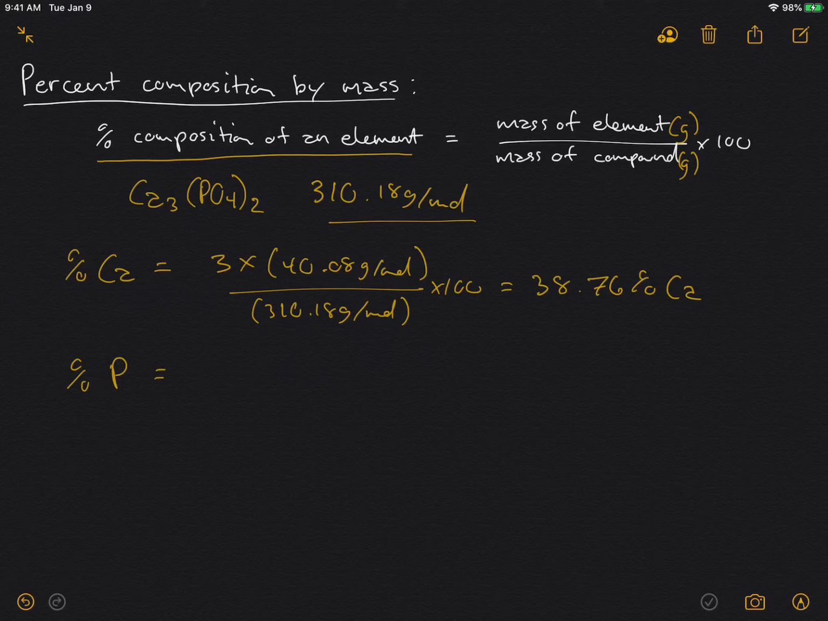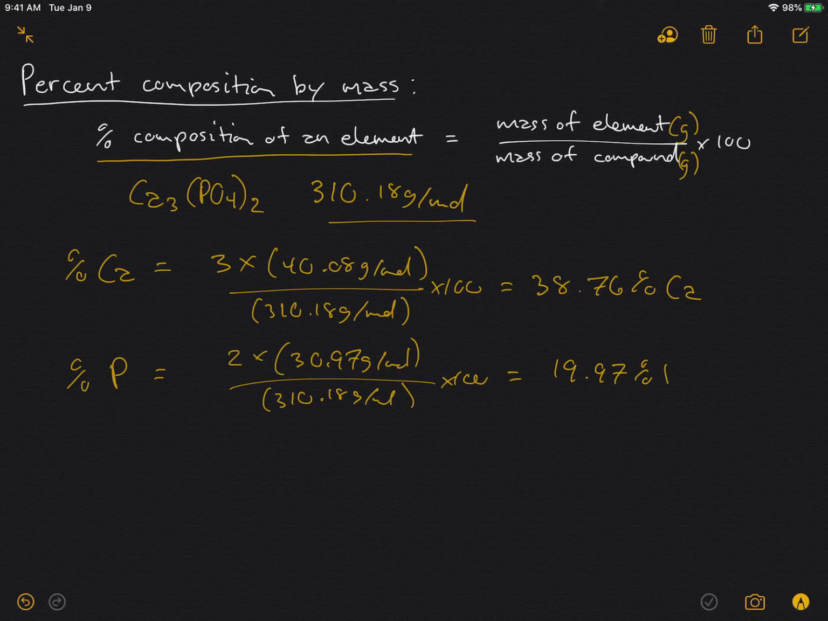And the phosphorus atom appears twice in that compound. So let's take 2 times the molar mass of phosphorus, which is 30.97 grams per mole. And then again, we'll divide by the molar mass of the whole compound. Times 100. That gives us about 20% phosphorus. And then we can do the same thing for oxygen. And oxygen, there are 8 oxygen atoms in 1 mole of this compound. So 8 times oxygen's molar mass, 16 grams per mole.